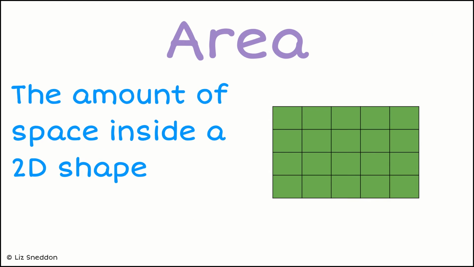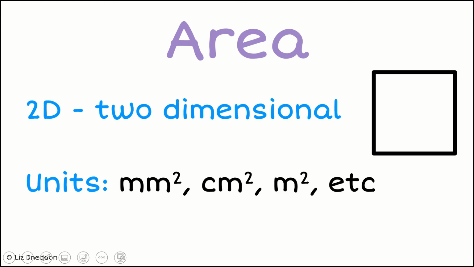When I'm talking about area, it's the amount of space that is inside a 2D shape. So for example, it's looking at the amount of carpet on your floor, or the laminate on a desk, so it's looking at that two-dimensional space. When we do area, we've got two dimensions. We've got a length on one side and a width on the other side.